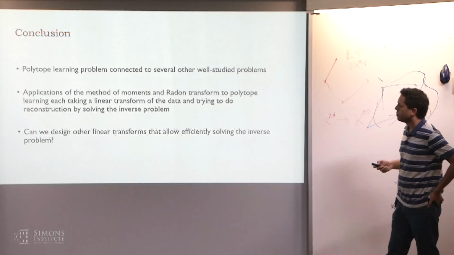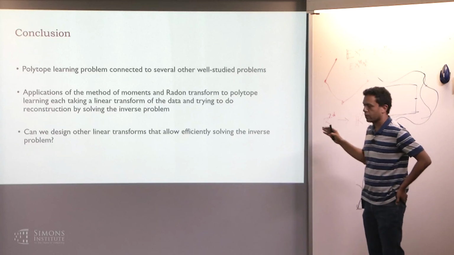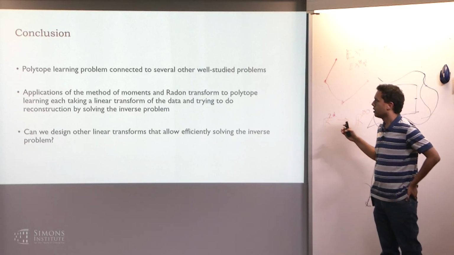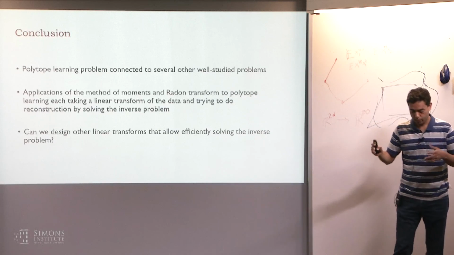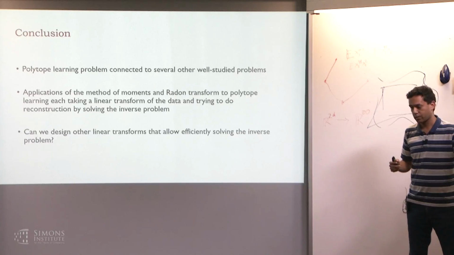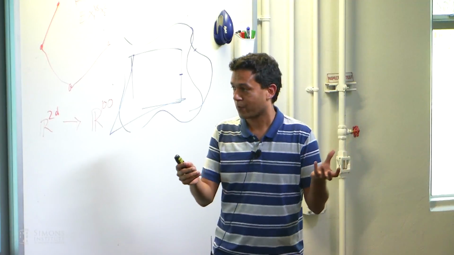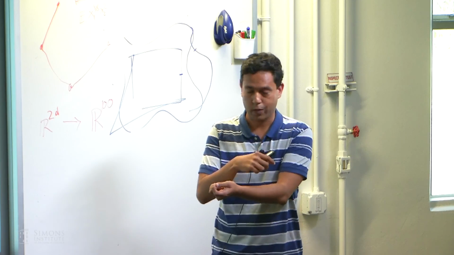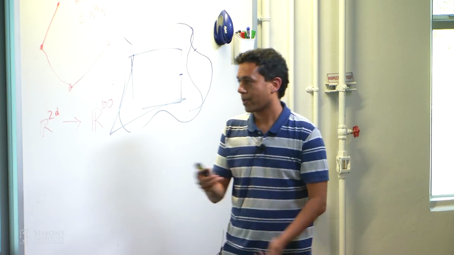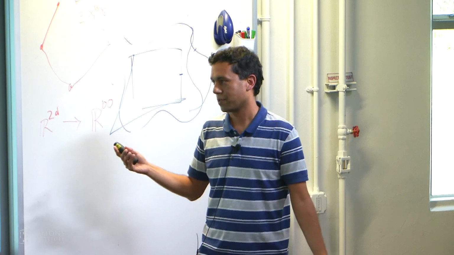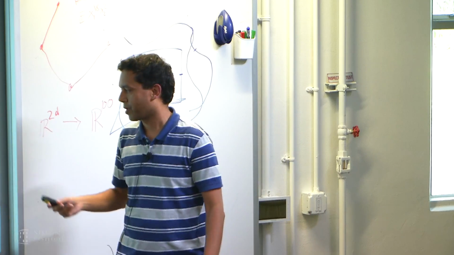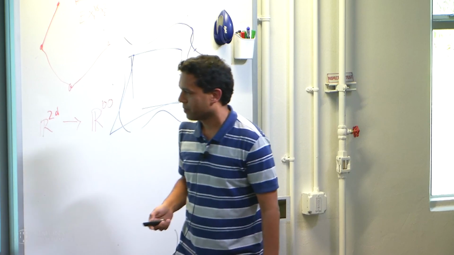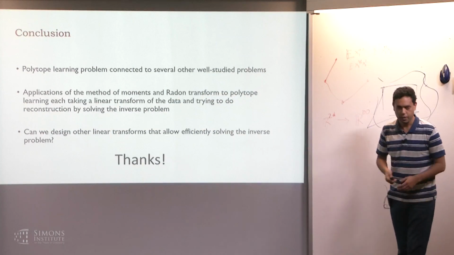Okay, let me conclude. I talked about the polytope learning problem, and we saw its relation to ICA and LDA. The application of the method of moments and the Radon transform can be seen as a general type of method where we take the polytope and apply some linear transformation to get some new data, and from that we try to get back the original polytope. There can be many other linear transformations. There is the Fourier transform, but I don't think that works here. But there may be some others. So can we design other linear transforms that allow efficient solving of the problem? Thanks.